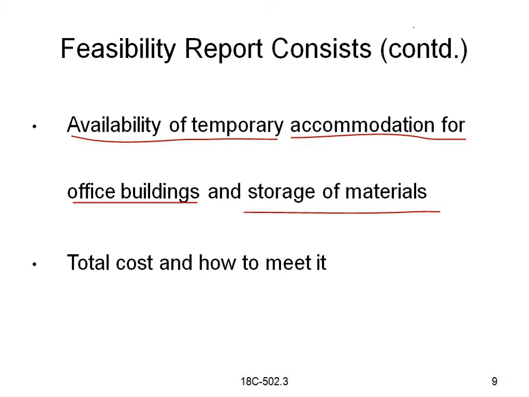And the next is total cost and how to meet it. So finally in the feasibility report, how much lump sum amount will be needed, that is called total cost, and how to meet it. So how much is the cost of the site feasibility report you have prepared, and how it would be implemented, we have to show. So that is called the total cost and how to meet it.